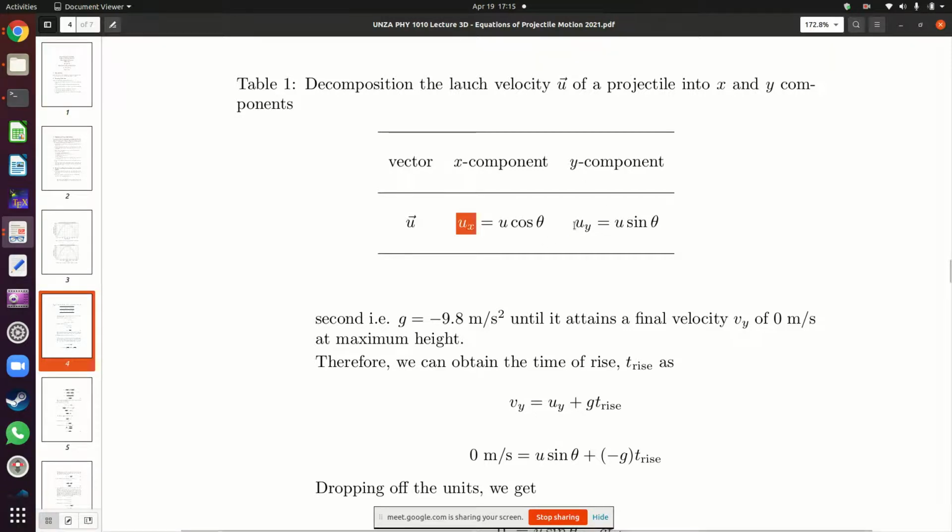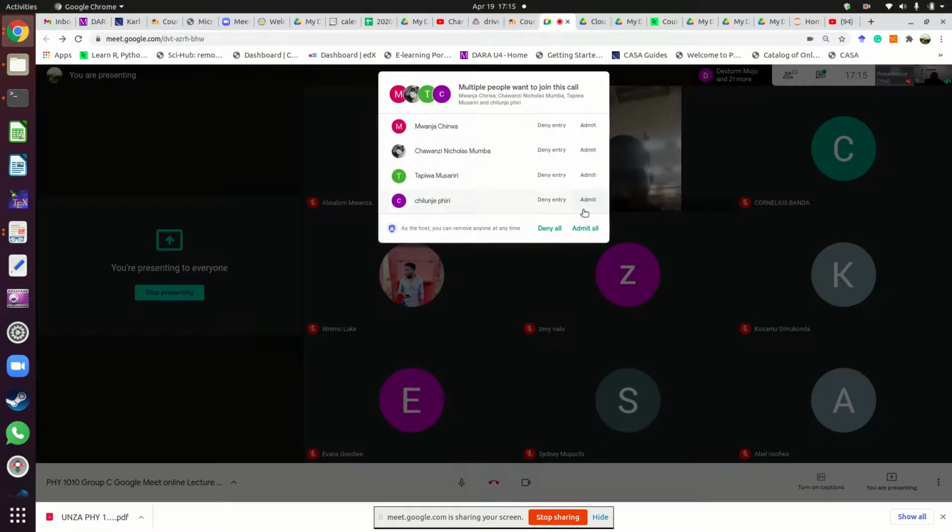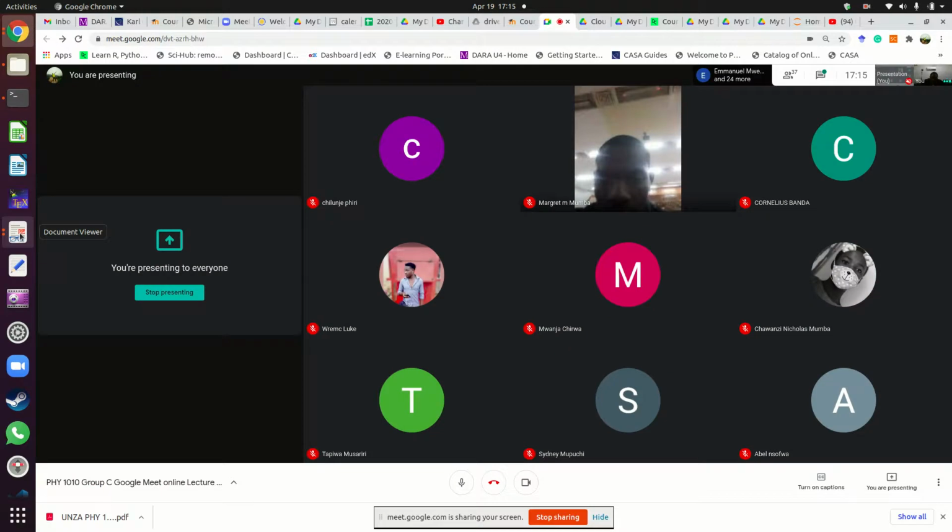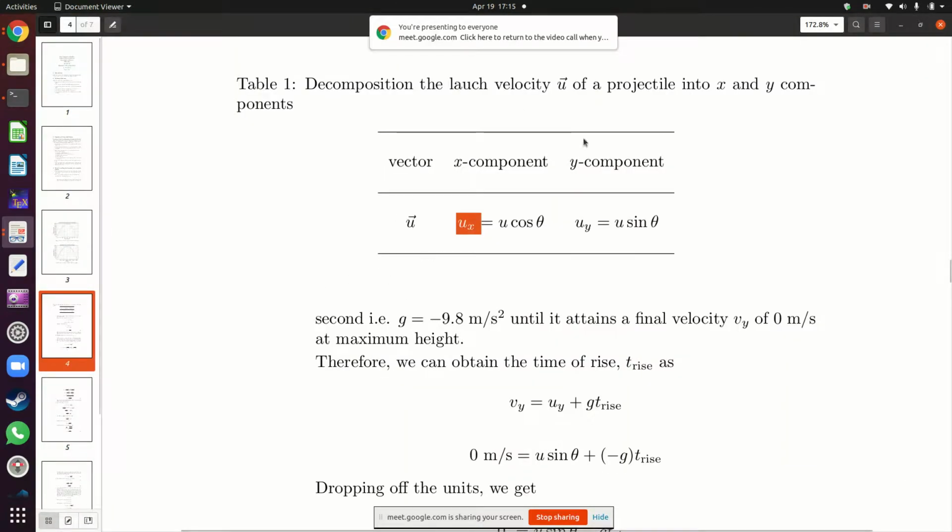Along the y direction, your initial launch velocity is uy, which is equal to u sin theta. The ux along the x direction will not change, because along the x direction we do not have any acceleration. So ux will remain unchanged throughout the whole time this projectile is going to maximum height and coming back. However, along the y direction, this uy, the velocity of the projectile in the y direction, will change, because the projectile in the y direction will have to reach maximum height.